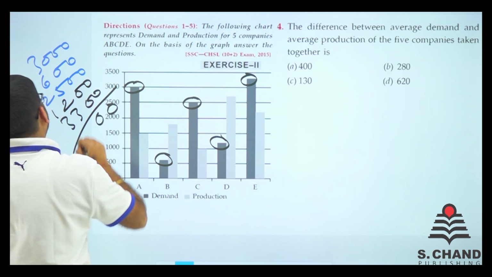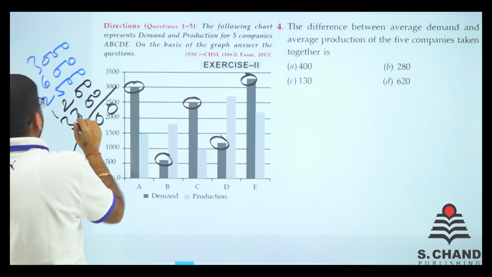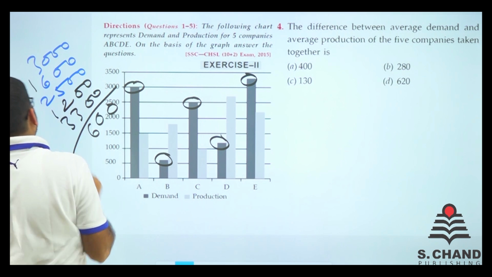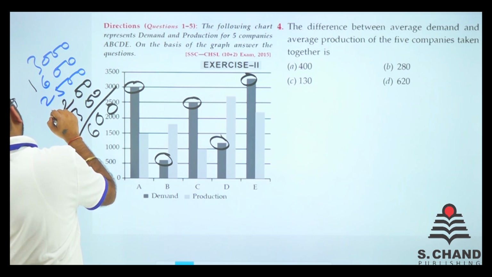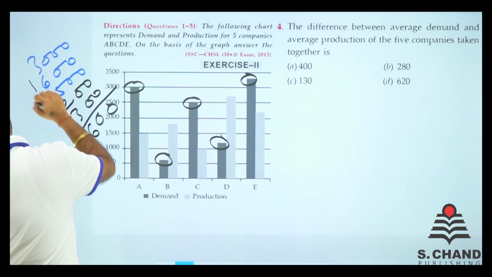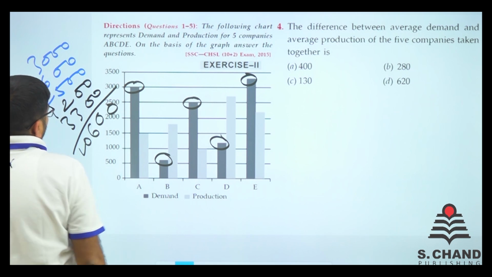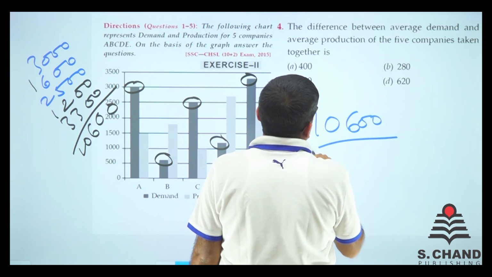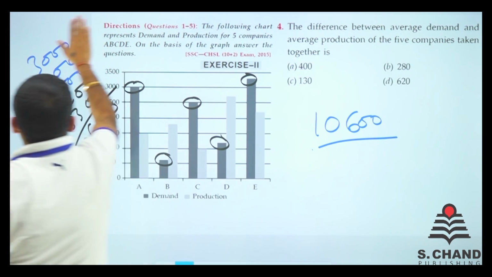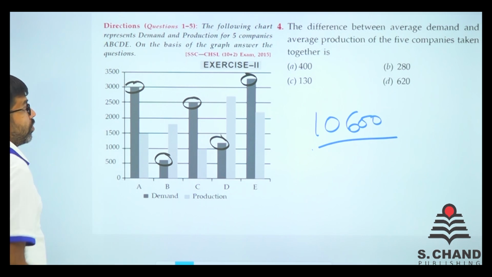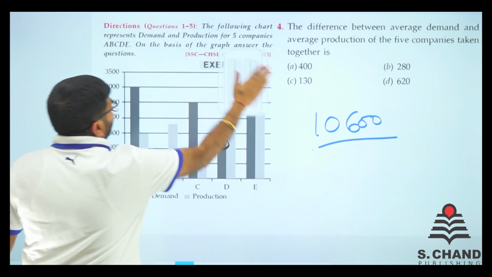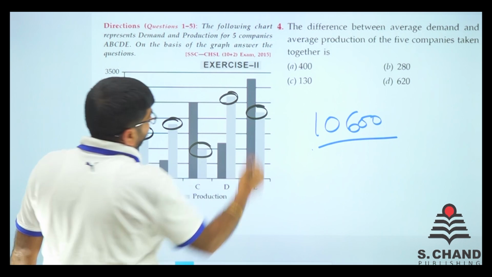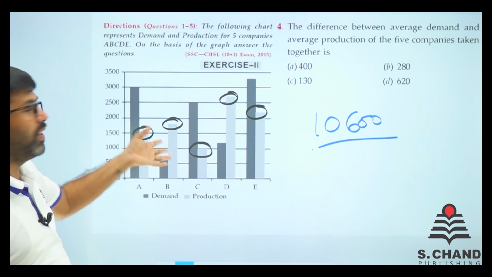So we got 0, 0, no issues in that. Now 3 and 2, 5, 5 and 5, 10, 10 and 6, 16, carries 1. So 3 and 1, 4, 4 and 1, 5, 5 and 5, 6, 5 and 5, 10. So we have total demand as 10600. Now what is the total production? Let's see the total production now. So now we have to take care that we do the marking of light gray ones so that we never get confused, right? So just add them, total of them.